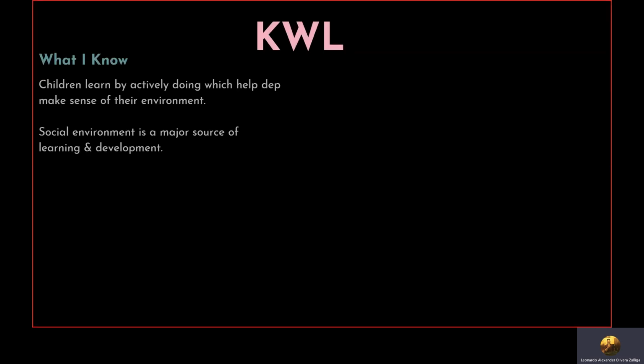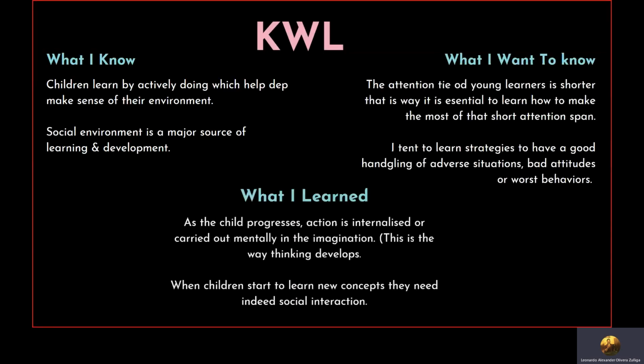KWL chart. What I know. Children learn by actively doing, which helps them make sense of their environment. Social environment is a major source of learning and development.